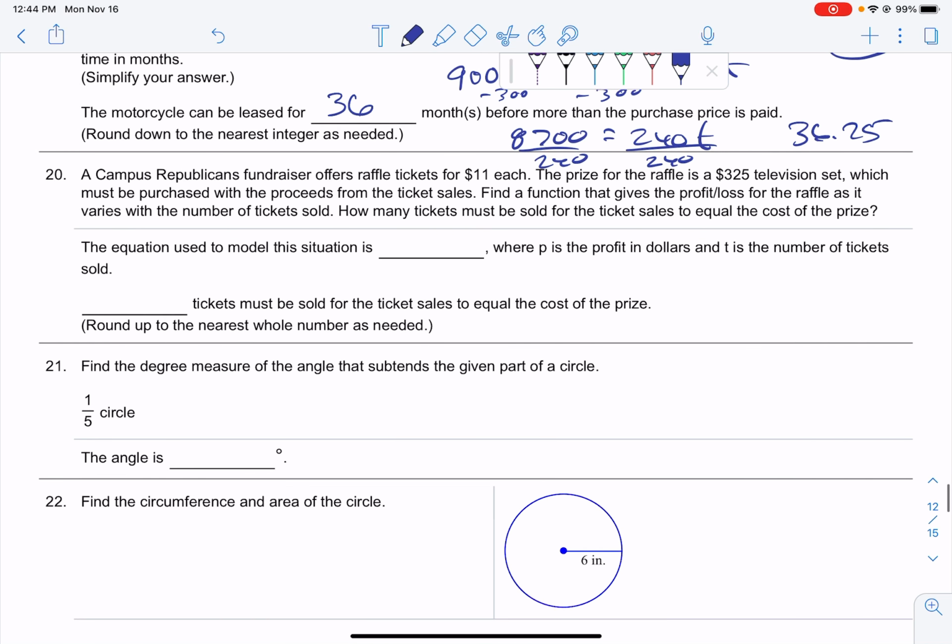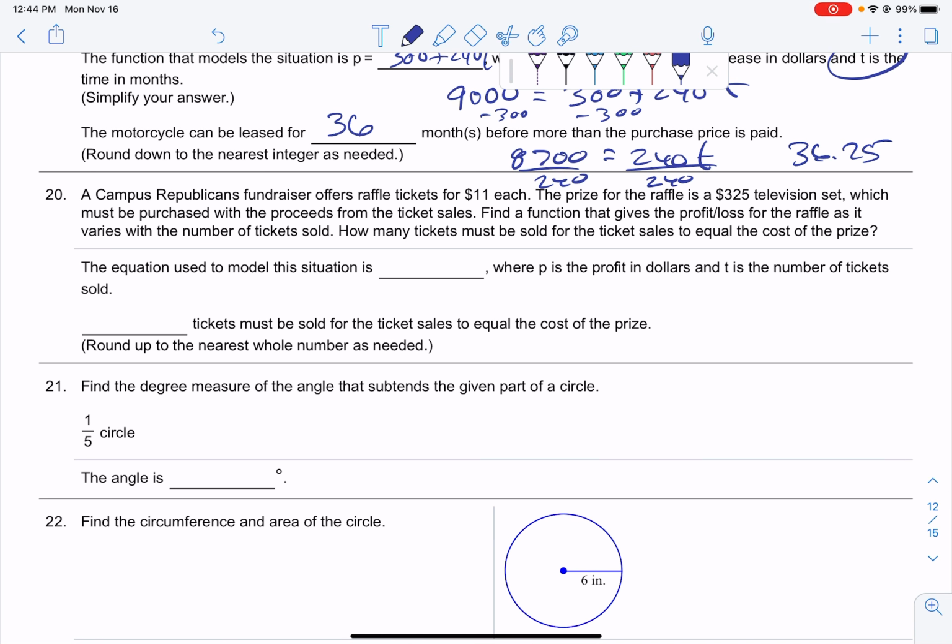Okay, so our equation that we want to use, P is the profit, which equals the number of tickets that we sold, so 11T, where T is the number of tickets. But we have to pay for the TV, which is going to cost $325. Okay, so that's going to be my function. My profit is the amount that I make minus the amount that I'm going to spend.